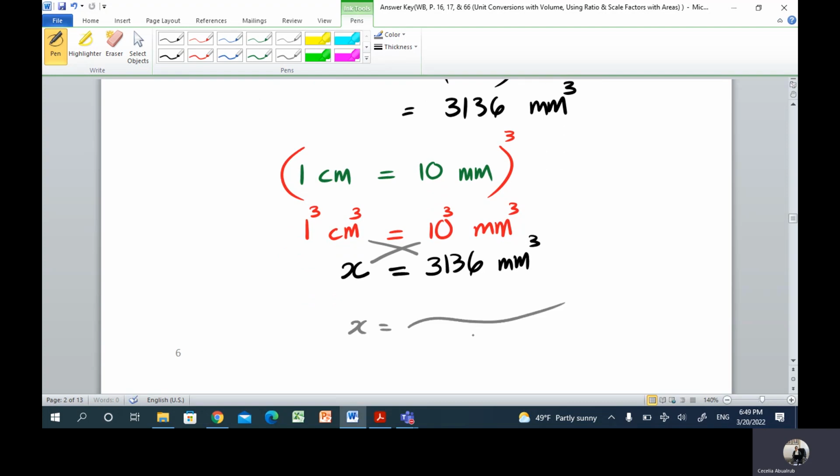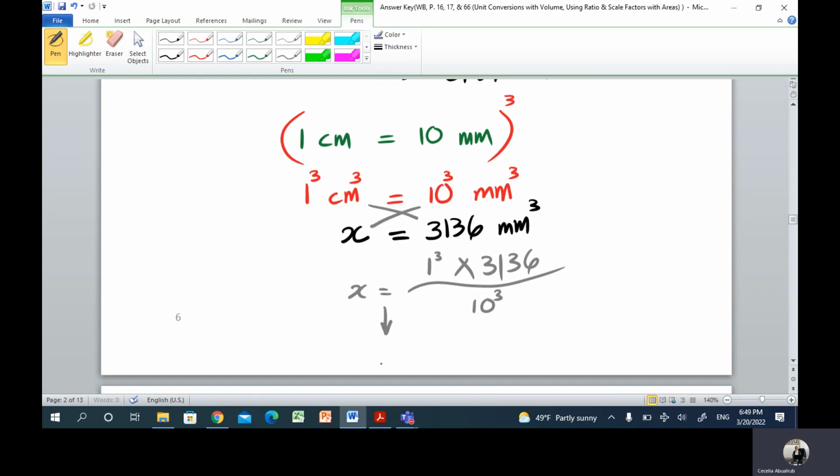What is the x multiplied by? It's multiplied by 10 to the power of 3, or it's equal to 1,000. And here it will be 1 to the power of 3, which is 1, times 3136. And the answer will be in centimeter cubic. The answer will be 3136 divided by 10 to the power of 3. It will be 3.136 centimeter cubic.